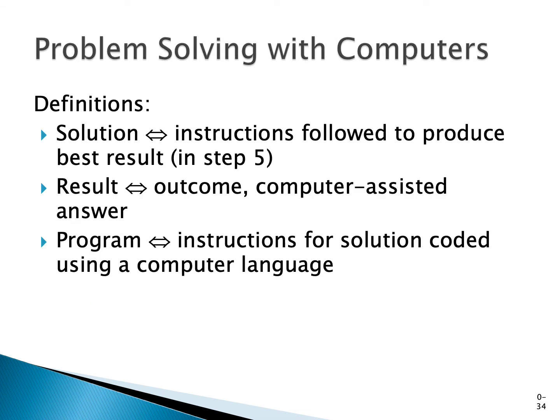Problem solving with computers. Problem solving with computers needs to have the solution, which is step 5 from the previous slide, where it lists the instructions to produce the best result. It says the best result because in step 4, we have selected the best way to solve the problem from the list of alternative solutions. Result here refers to the outcome from the program that we have created or code that we have written. A program contains the instructions for the solution written in the selected computer language as code.